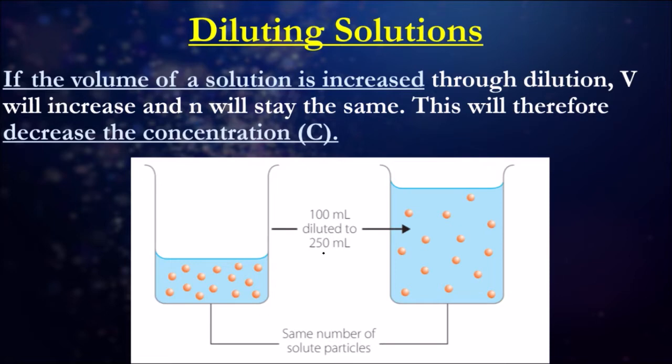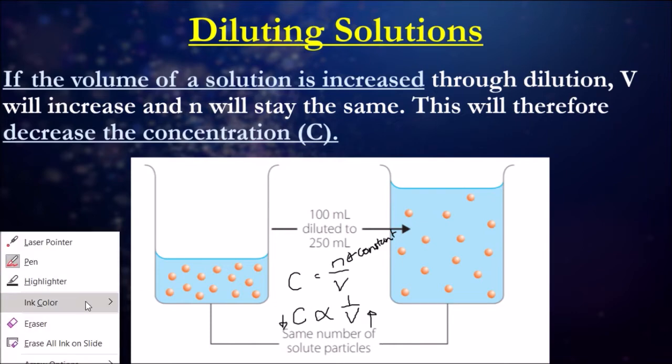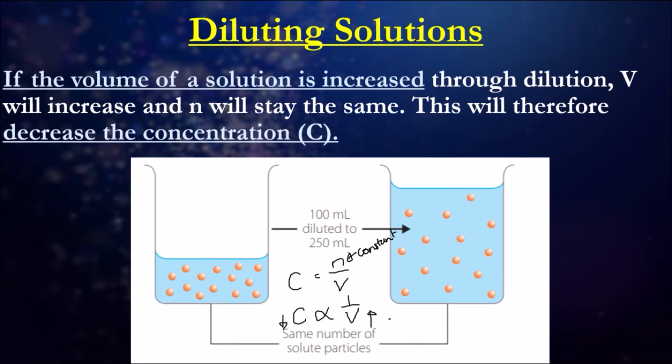If we write out the formula from before, we said that concentration is equal to the number of moles over volume. Now, n is constant. It is not changing. So we can say that concentration is inversely proportional to volume. If volume increases, then concentration decreases. If it was the reverse, we'll use a different color. If volume was to decrease, then the concentration would increase, and that's where we get a concentrated and potentially a saturated solution. Okay, so that's how they are related.